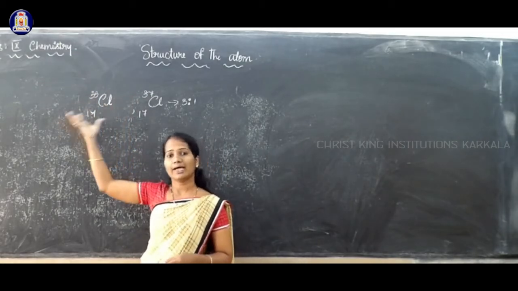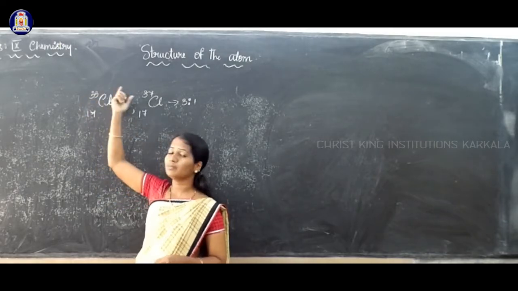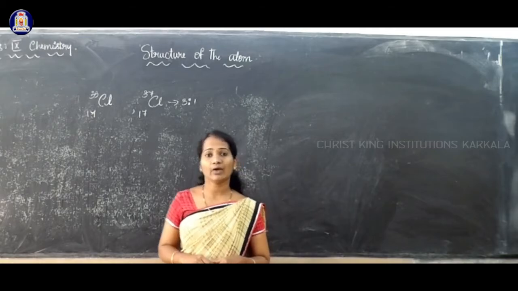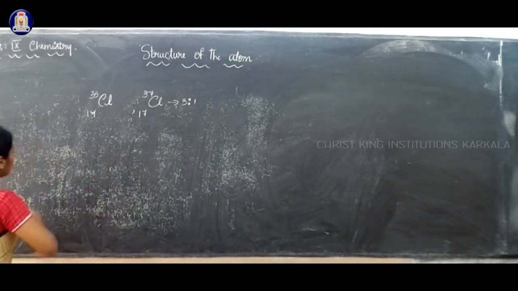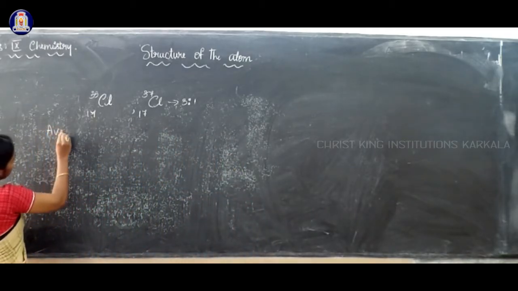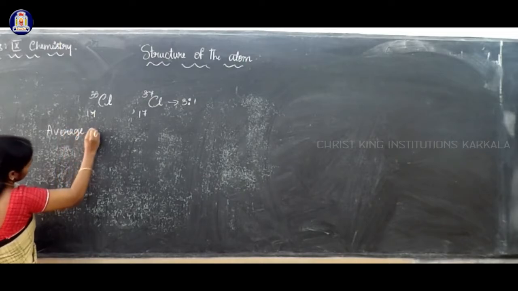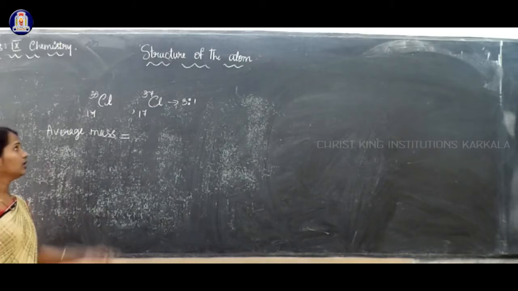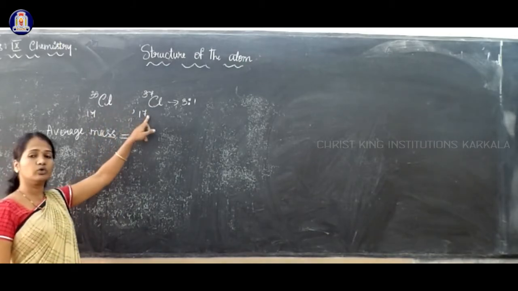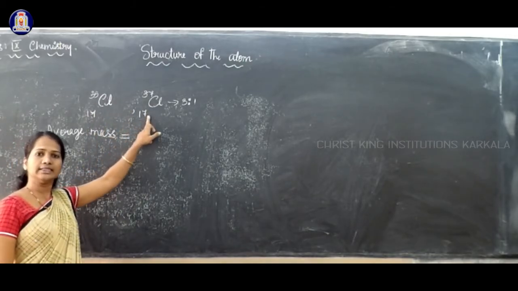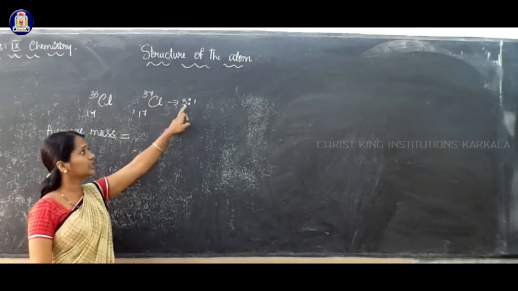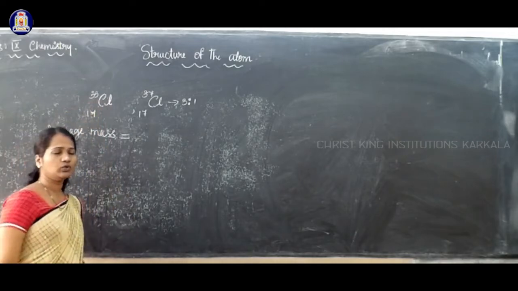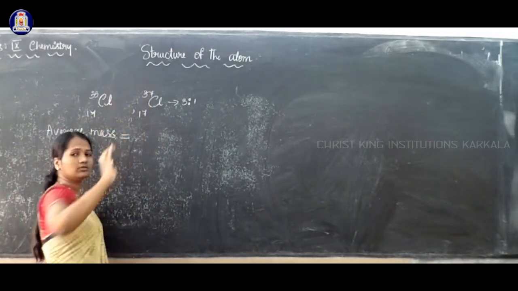If atoms have different mass numbers, then to calculate their mass we take the average mass. We calculate the average mass of the atom. So how to calculate this average mass? As I said, chlorine 35 and chlorine 37 occur in nature in the ratio of 3:1. In the sense, 3 parts are chlorine 35 and 1 part is chlorine 37.